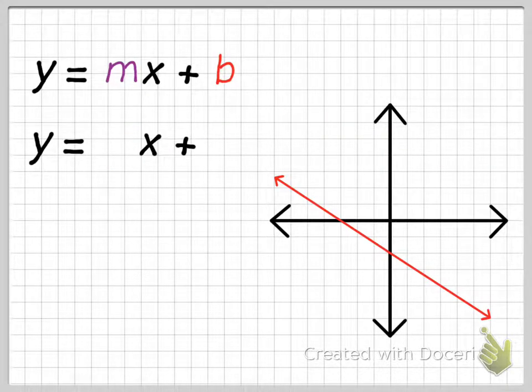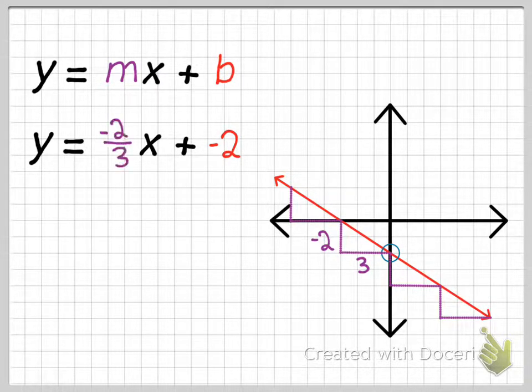Next line, we're going to look for our y-intercept, and it looks like my y-intercept here is negative 2, so I'm going to write in negative 2. And then now I need to find my slope. Again, we should notice that this is a negative graph, so my slope is going to be negative. And it looks like my slope is negative 2 over 3. So I'm going to write in my slope as negative 2 over 3. And again, I'm going to rewrite the end of this just to make it look a little bit nicer.